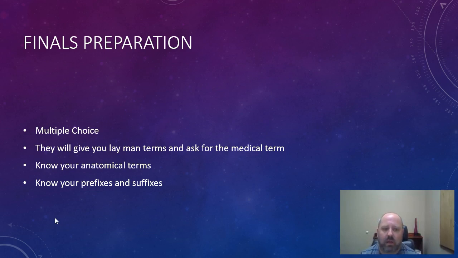That's number one, okay? Number two is know your prefixes and suffixes. If they say, what is the term for surgical repair of the kidney, know how to make that word. If they say, what is the term for inflammation of a blood vessel, know that term. Make sure you understand how to take the layman terms and put them into the medical terms.